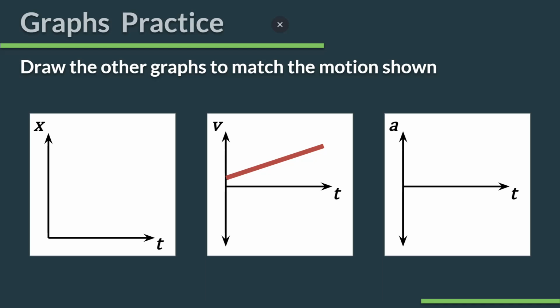I'm going to give you, let's say, 34 seconds to try this one. You can talk to your neighbor if you're not sure, but see if you can draw an XT graph and an AT graph that show the same motion. You have 34 seconds.